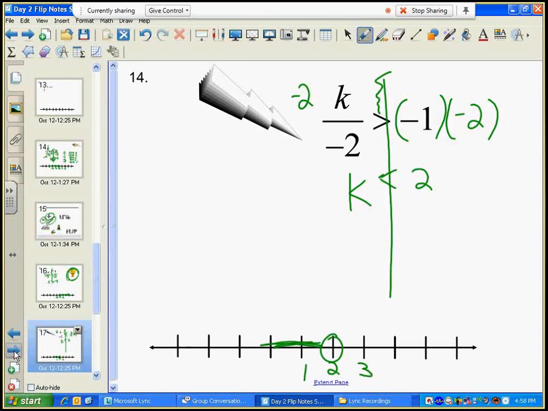Oops, yeah, k is less than 2. You can see that 2 here is the larger endpoint, so it's higher than all the values of k. Okay, so that's why I've gone to the left of 2.